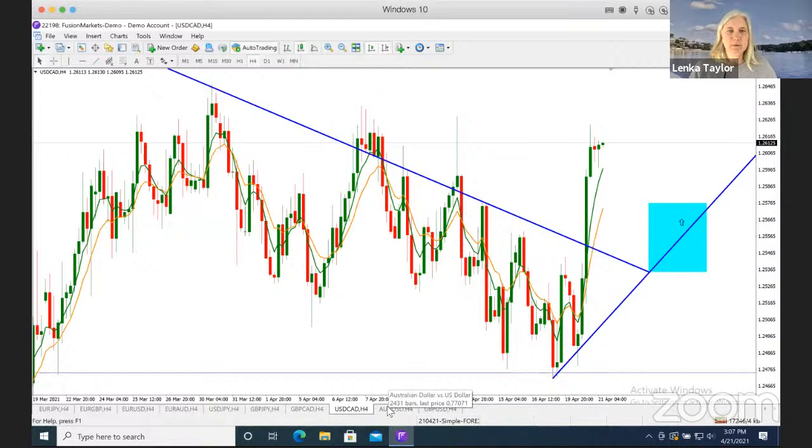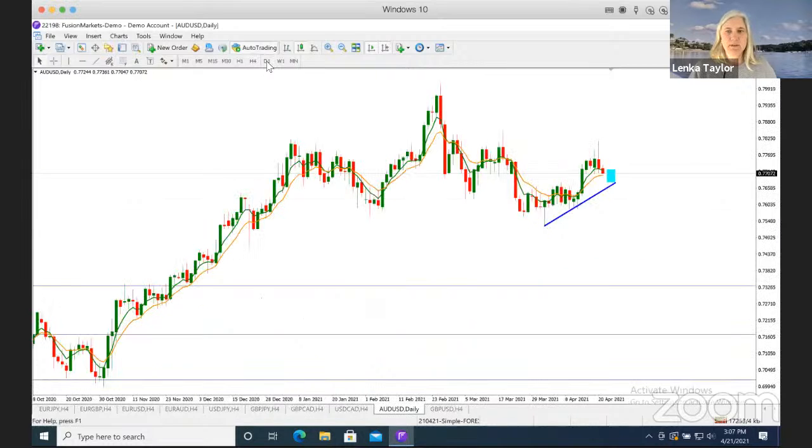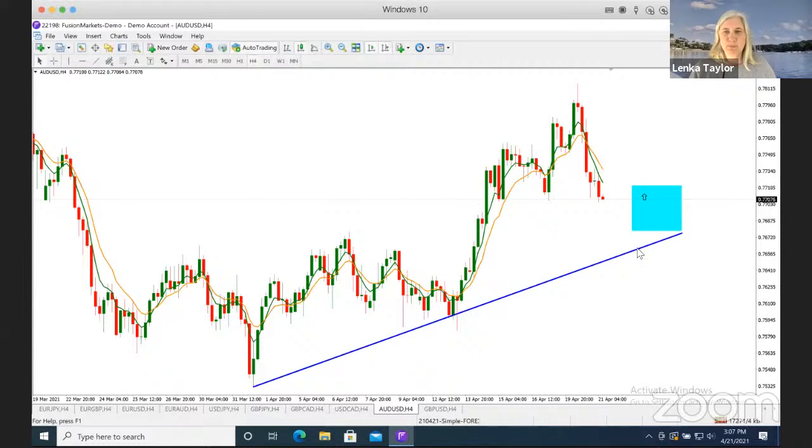Next currency pair I'm going to have a look at is Aud USD. On this, I'm looking for a long at the moment based on the sideways movement. So if the price pulls back down to the trend line around this area here, then I would be looking for a long opportunity there.